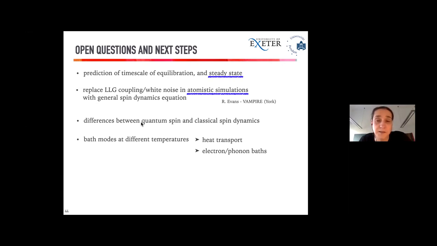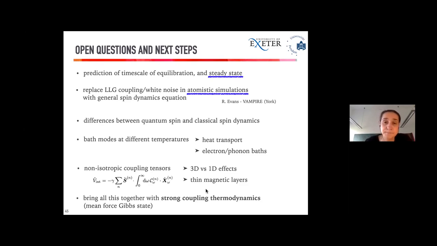As I said, there will be a discussion in the future about the difference between when you integrate with quantum spins or with classical spins. What we've not touched on at all yet is that I've assumed that all my bath modes are at the same temperature. Obviously, you can also take your bath modes at different temperatures. That's realistic in a magnetic material because they actually interact with electrons and phonons, and they can be at different temperatures. The electrons, the phonons, and even different phononic modes can have different temperatures. So once you start doing that, you will be able to talk a lot about all sorts of transport of heat and so on. And that's very interesting and relevant.